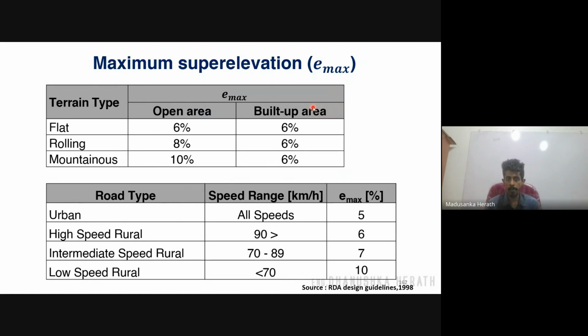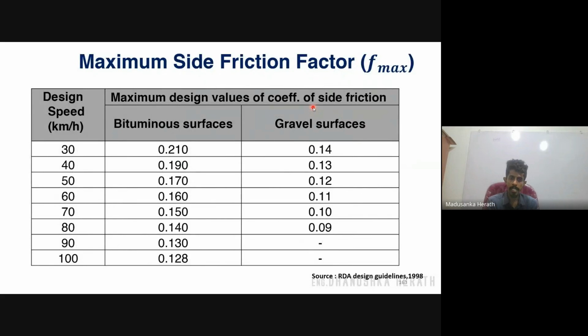Then if it is an urban area, for all speeds the maximum super elevation is 5%. If it is a high speed rural area where the speed is greater than 90, we can go for 6%. Likewise, this maximum super elevation will depend on the terrain type and the road type. Then the maximum side friction factor depends on the design speed and the road condition, whether it is a bituminous or a gravel surface.